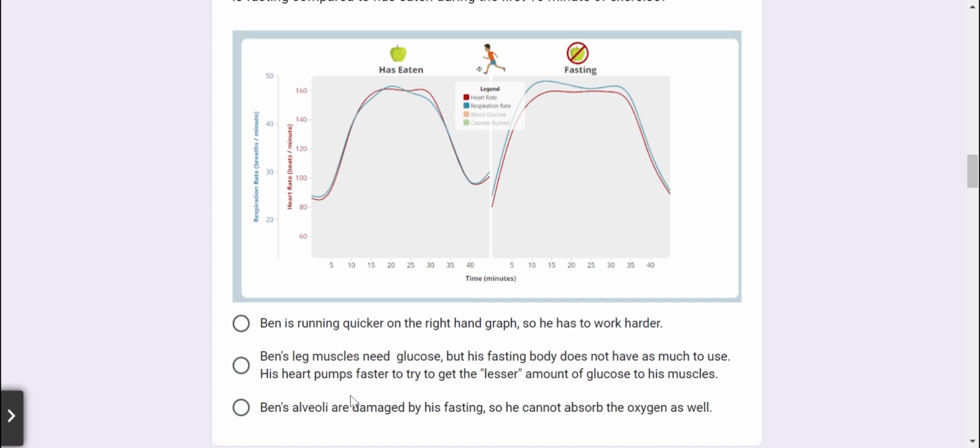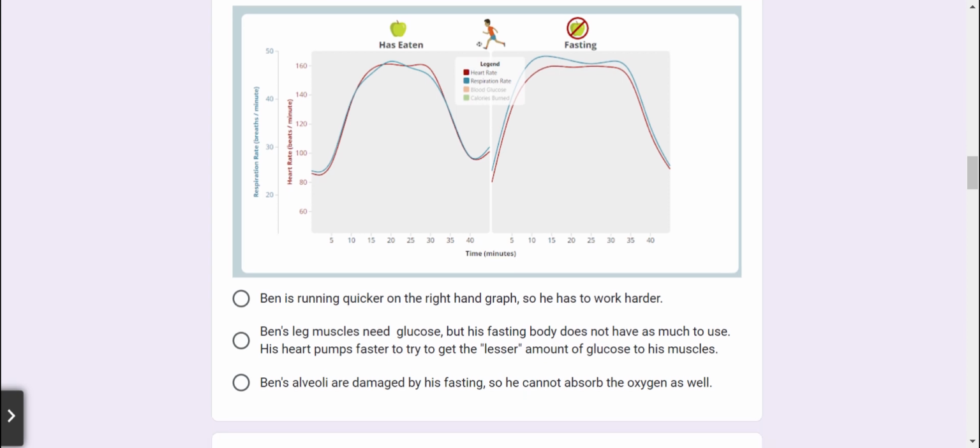Ben is running quicker on the right-hand graph, so he has to work harder. Ben's leg muscles need glucose, but his fasting body does not have as much to use. His heart pumps faster to try to get the lesser amount of glucose to his muscles. Ben's alveoli are damaged by his fasting, so he cannot absorb the oxygen as well.